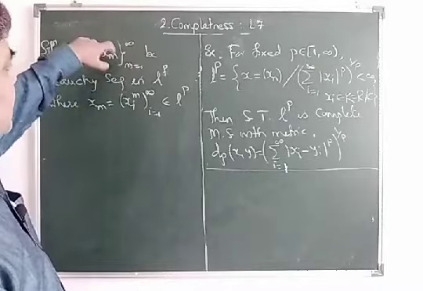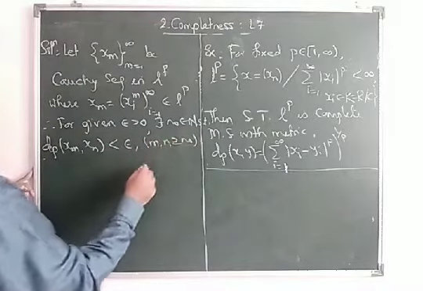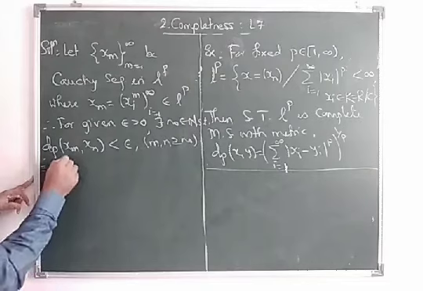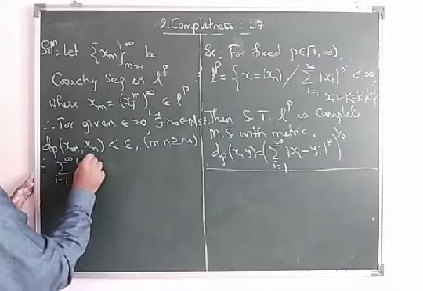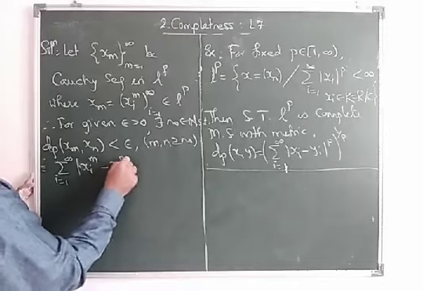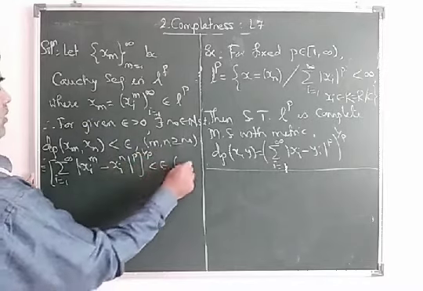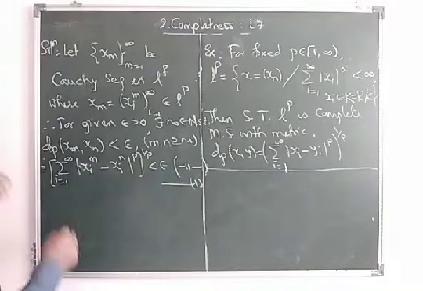Therefore, for given epsilon greater than 0, there exists some positive integer n naught such that dp of xm, xn is less than epsilon for any m, n greater equal n naught. This is equivalent to the summation of i equal to 1 to infinity mod of xi m minus xi n raised to p, whole thing raised to 1 by p, being less than epsilon for m, n greater equal n naught. Call this 1.